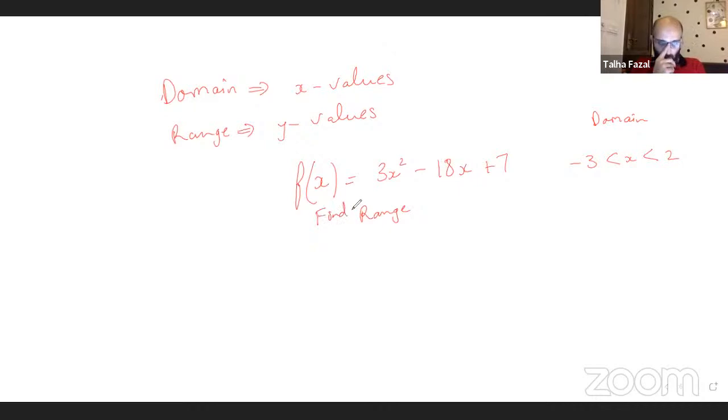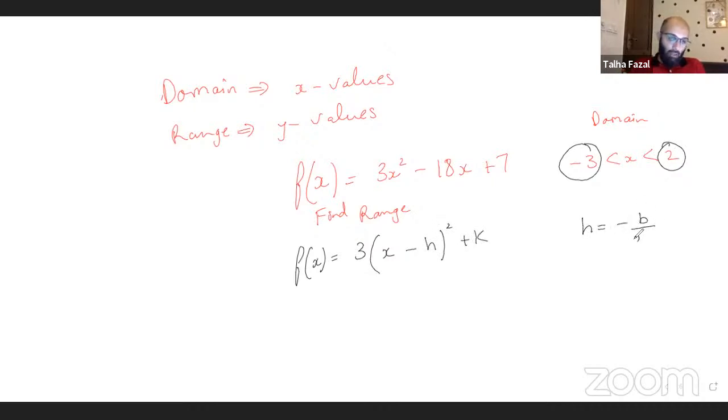Now, obviously, since this is not a one-to-one function, you can't simply substitute the extreme values, minus 3 and 2, into this one to find the range. So what you need to do is try and rewrite this function in the completed square form. For that, we need to find out its turning point. So we have to have it represented in this format. We need to find the value of h, which we can do as minus b upon 2a. So minus b is going to be 18 divided by 2 times 3, which is 6. So 18 divided by 6 gives me a value of 3.